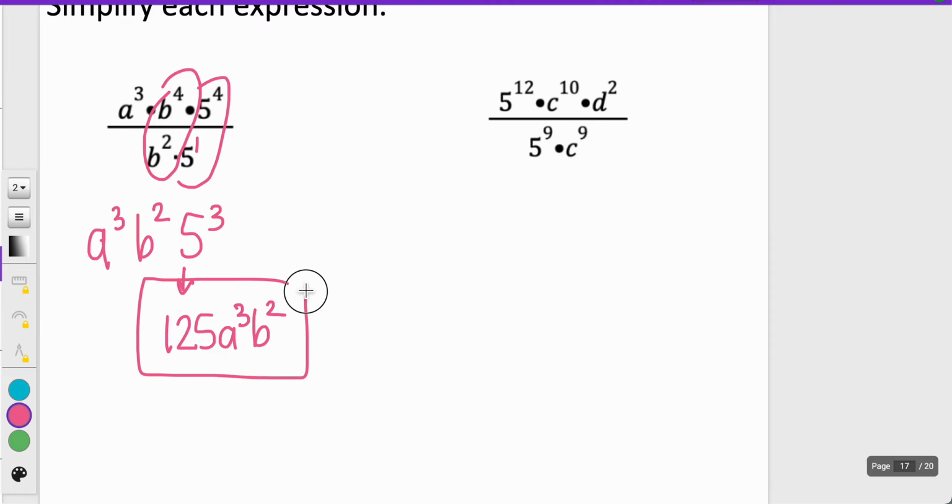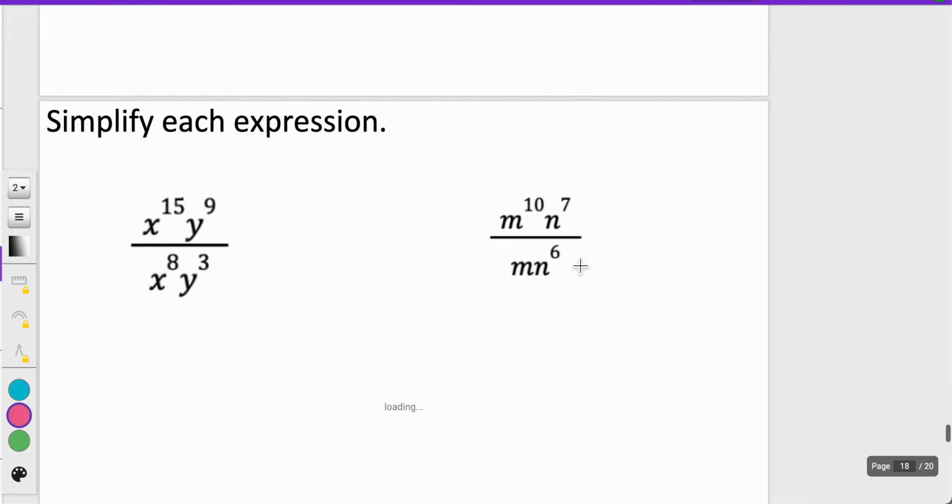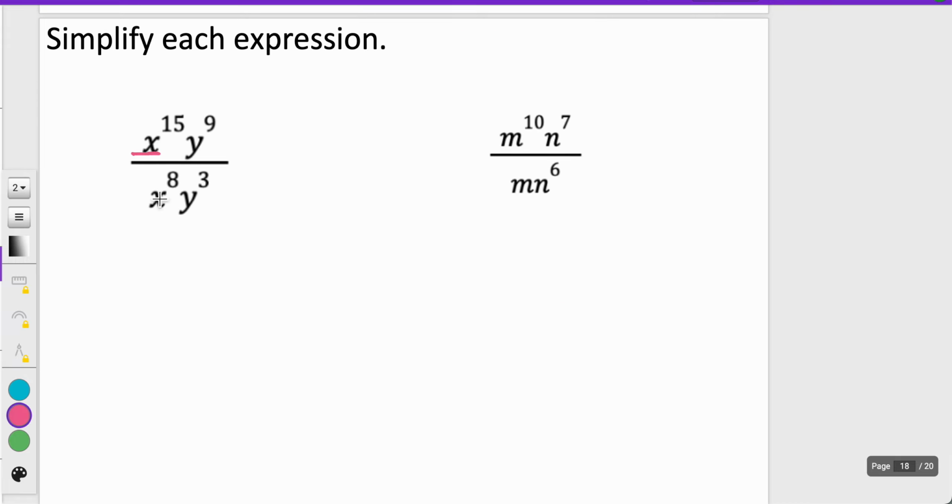Next up, I notice I have some 5's in common. 5 to the 12th over 5 to the 9th, that means 5 to the third. And then c to the 10th over c to the 9th, that's c to the first. And then d to the second is all by itself. 5 to the third is 125, c to the first is c, and d to the second is d to the second.